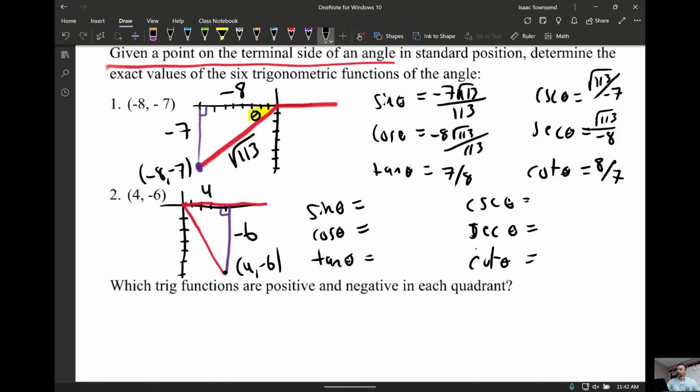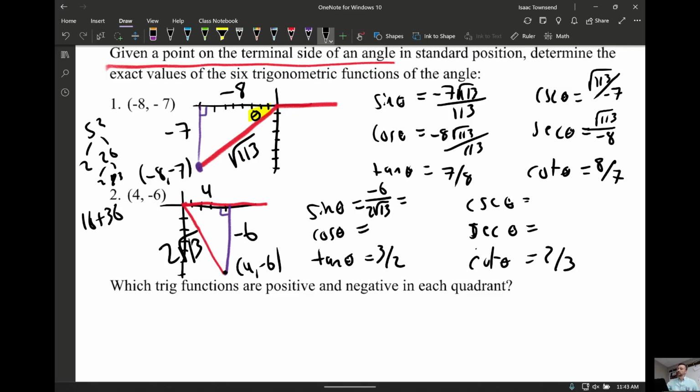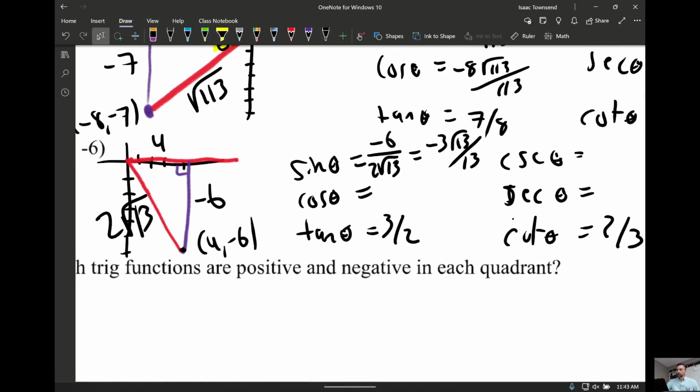So tangent, I could do sine over cosine and reduce. Flip that over for cotangent. Here, if I did the Pythagorean theorem, 52, which is 4 times 13, this is 2 square roots of 13. And then you could pair up opposite over hypotenuse. That fraction reduces and rationalizes. Cosine, we could pair up adjacent over hypotenuse. That reduces and rationalizes.